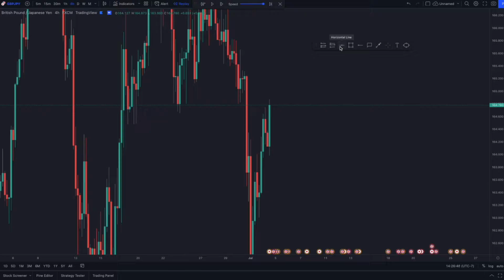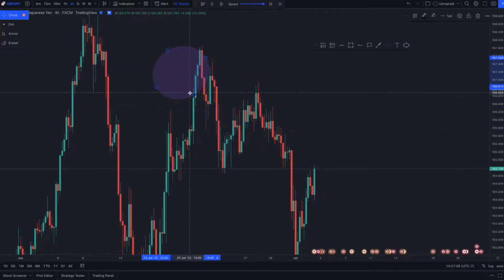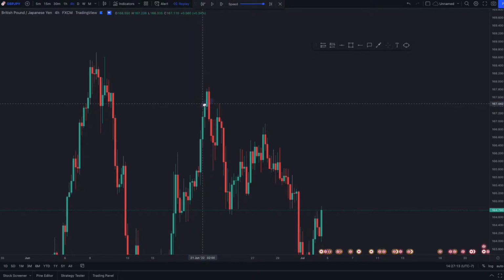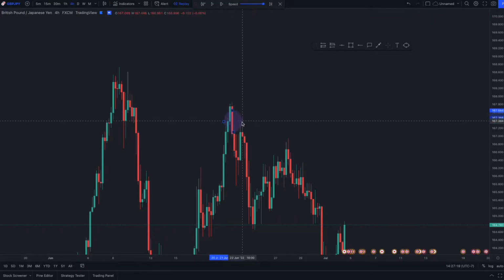Okay, so what can you see right now on price? We see a bearish trend. As you can see right here, a bearish trend. Okay, there you go. Lower high, lower high, and then lower high.